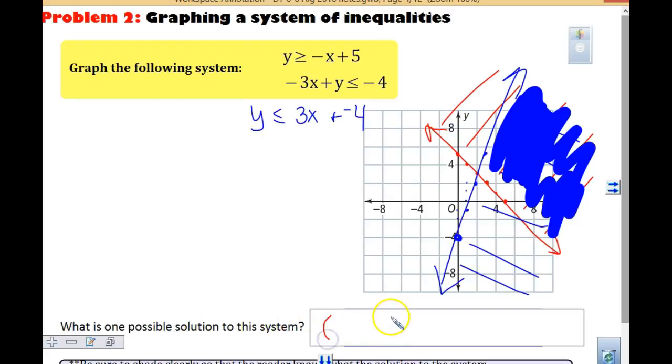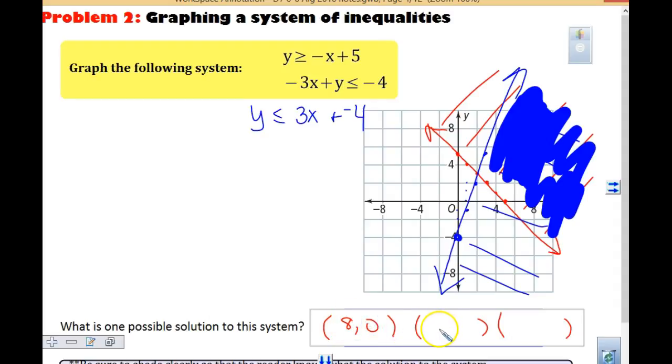I actually want you to tell me at least 3. I want at least 3 possible solutions that are in your dark shaded region. So write at least 3, so if I call on you, you can tell me at least 3 that are solutions. Ryan, give me 1. 8 and 0.